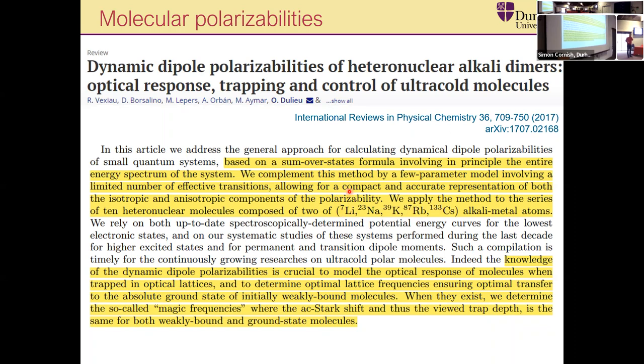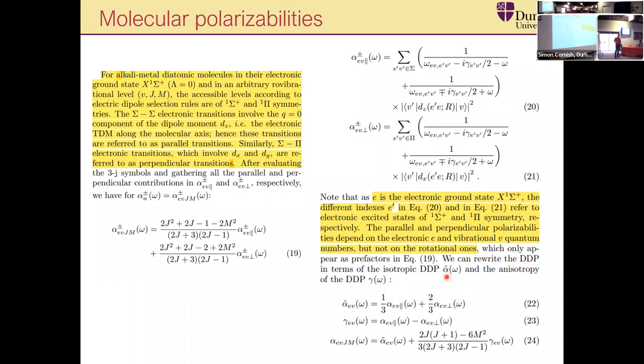Okay. And as he points out, knowledge of this polarizability is crucial to model the optical response of molecules when using an optical lattice for the molecule. So it is crucial. And this is just taken from that. Actually, what's nice is they explain the origin of this alpha parallel and alpha perp. And that's discussed here.